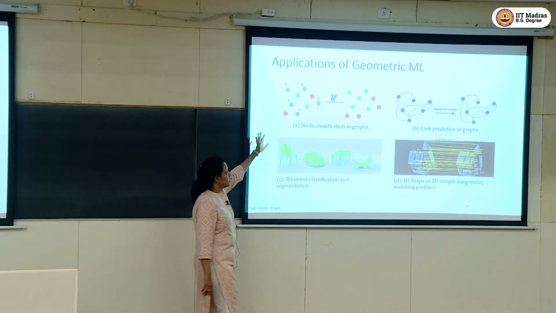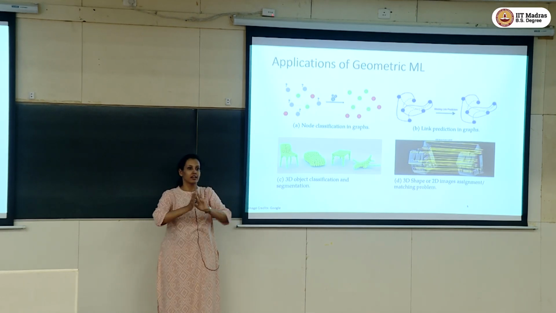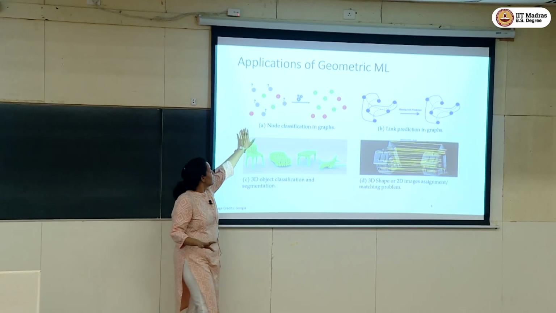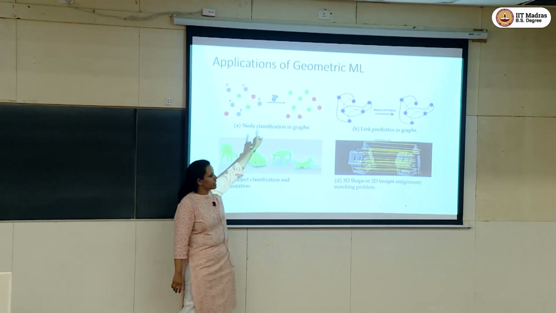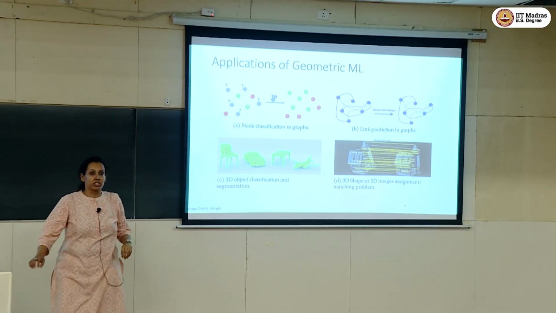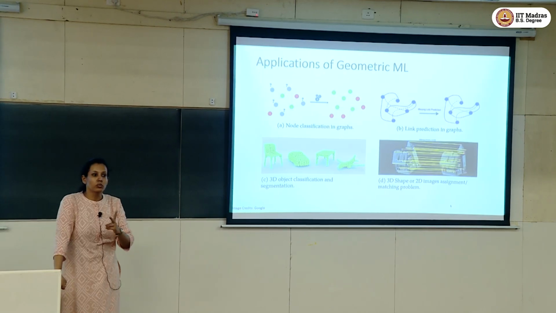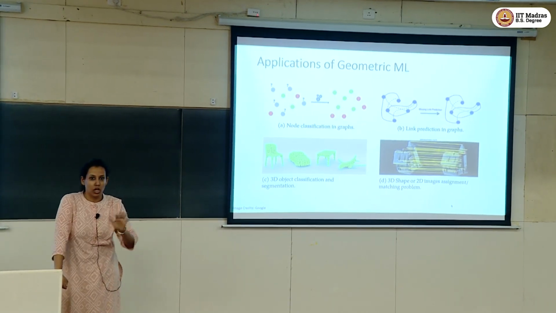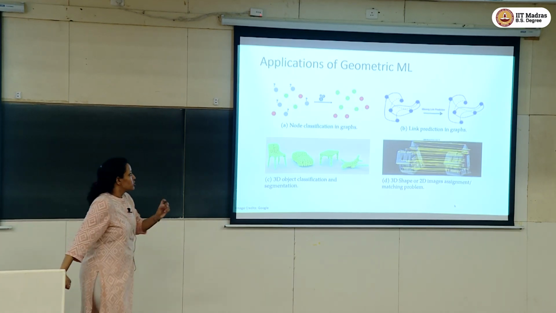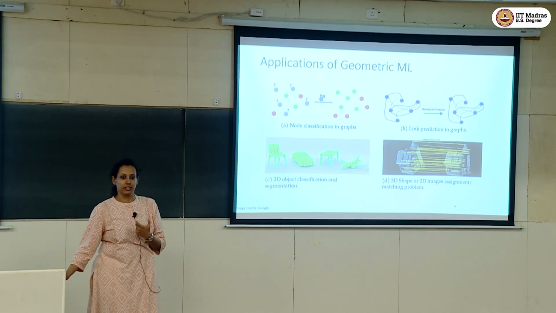You divide your data into train and test. Here the gray nodes are test nodes, and the colored nodes you already know, and then you predict for those gray nodes. This is node classification. The other one is link prediction, where you ask how likely it is that two nodes which are not connected right now would be connected. Can you find a link? What is the probability that these two nodes would be connected?